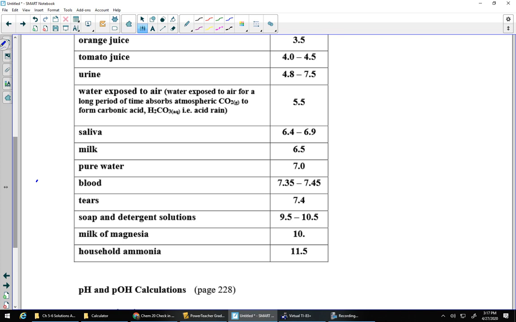Pure water has a pH of 7, so completely neutral. Blood, did you know blood was slightly basic? Household ammonia, the stuff that you clean with, typically 11.5, so quite basic. So it's a little bit easier to describe, right, than times 10 to the power of negative whatever moles per liter as our concentration of hydronium ion. Quite a bit easier to describe with that pH scale.